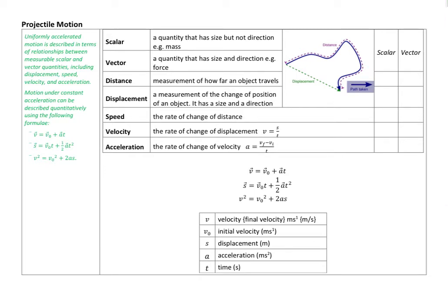I want you to think for a sec. Distance, is that a scalar or a vector? So is direction important? Well, no, not for distance, but yes, it is for displacement, so that's a vector. Speed is related to distance, so that's a scalar. Velocity is a vector because it relates to displacement, which is a vector. Acceleration relates to velocity, in terms of these formulas, and velocity is a vector, so that's a vector.